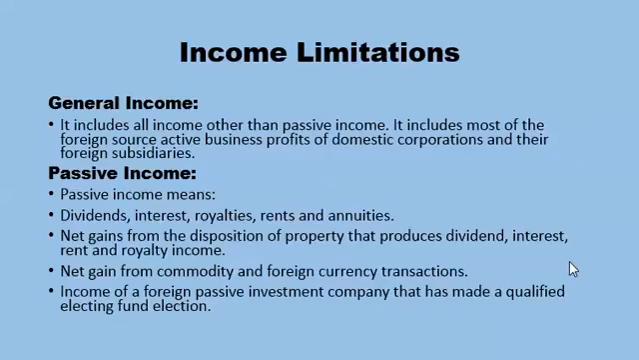I will be talking about income limitations today. General income. It includes all income other than passive income. It includes most of the foreign source active business profits of domestic corporations and their foreign subsidiaries.